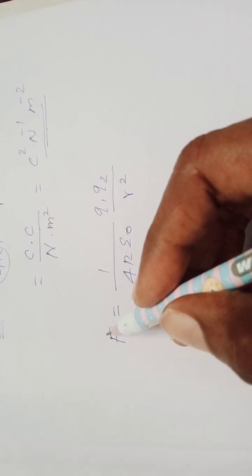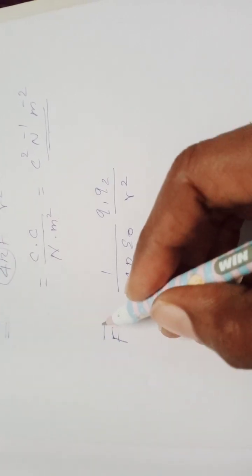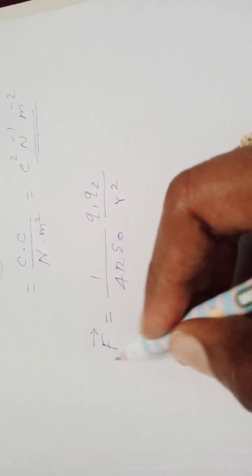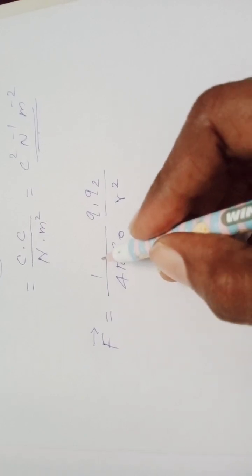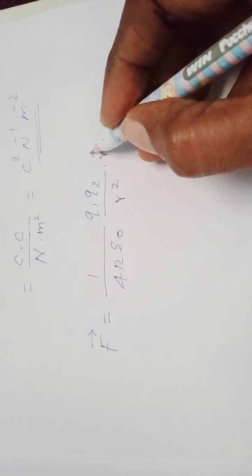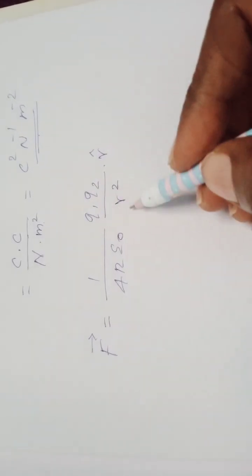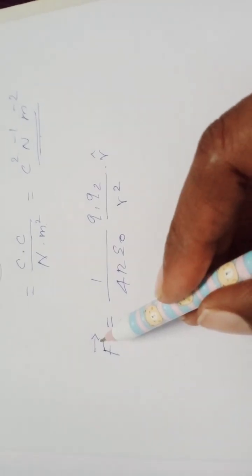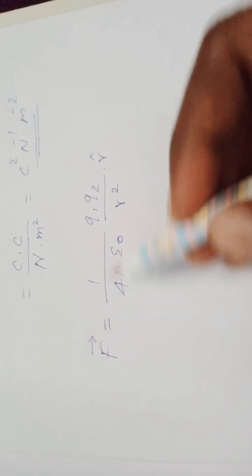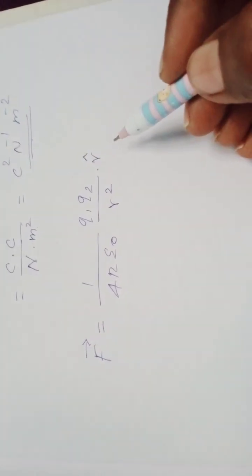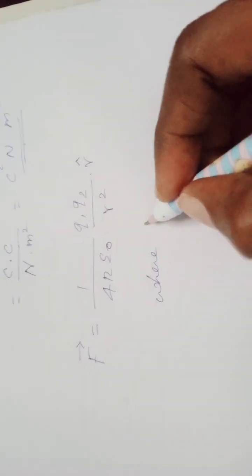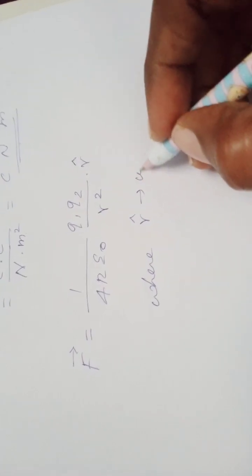If you are denoting this equation in terms of vector, then you can introduce the vector symbol for force, because force is a vector quantity. So F vector is equal to 1 by 4 pi epsilon naught Q1 Q2 by R square into R cap. While writing this equation in vector form, you have to introduce the force as a vector symbol, and also introduce R cap, where R cap is nothing but the unit vector.